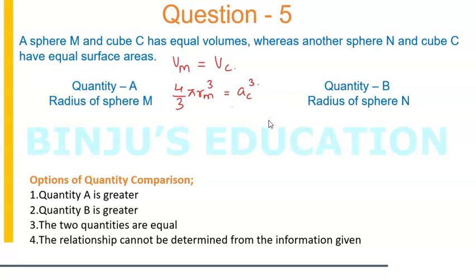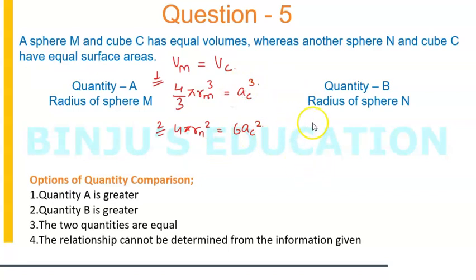Whereas another sphere N and a cube C have equal surface areas. So 4 pi Rn square is equal to 6 AC square. So we need to figure out the relationship between the radius of sphere M and the radius of sphere N. Okay. We need the value of Rm and Rn.